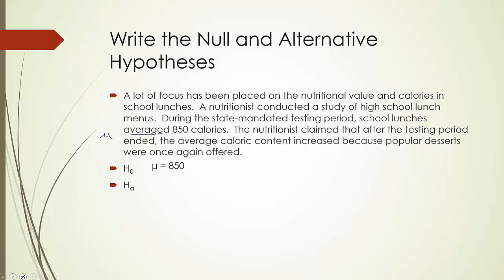Next, for my alternative hypothesis, the nutritionist is claiming that the average caloric content increased. So they're not claiming that it's just not equal to. They're claiming that it's greater than. So I use the mean greater than 850.